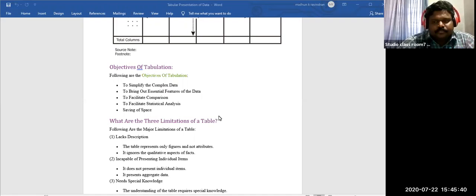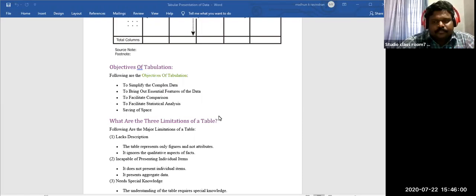So the next objective is to bring out the essential features of data. In a table, we only observe the essential data. What we require, that only we can find in a tabular presentation. Yes or no? No other data is there. Nothing else will be there. Only the necessary items.